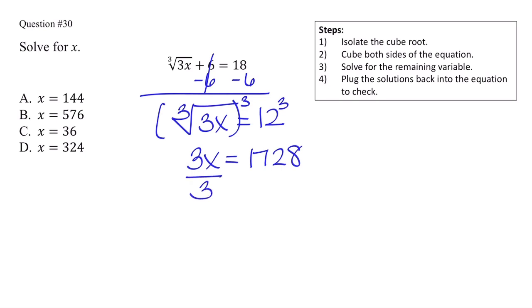Now to solve for x, I need to divide both sides by 3. So when I do that, I end up with x equals 576. So that is answer choice B.